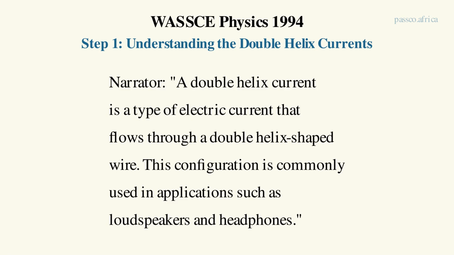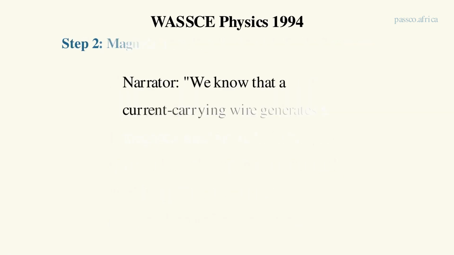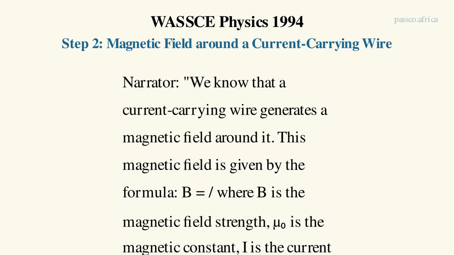Step 2. Magnetic field around a current-carrying wire. Narrator. We know that a current-carrying wire generates a magnetic field around it. This magnetic field is given by the formula B equals mu I over 2 pi r, where B is the magnetic field strength, mu is the magnetic constant, I is the current flowing through the wire, and r is the distance from the wire.